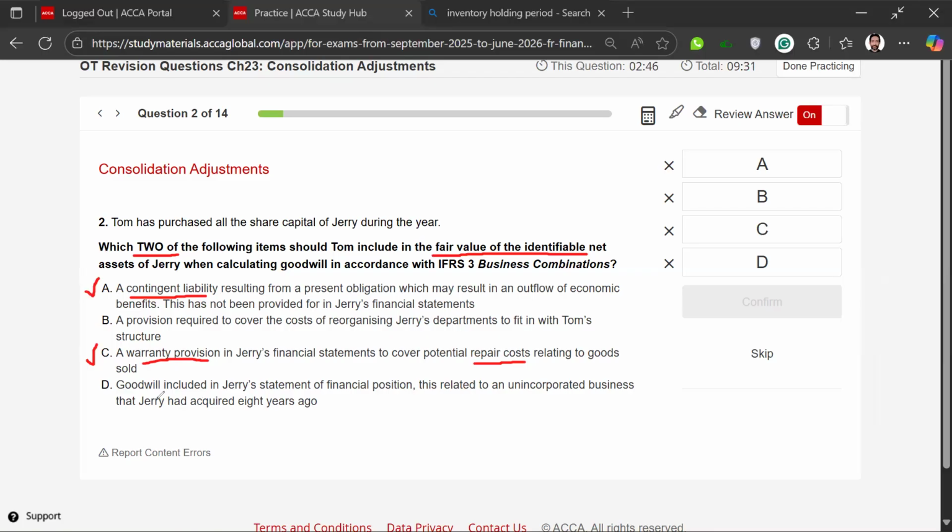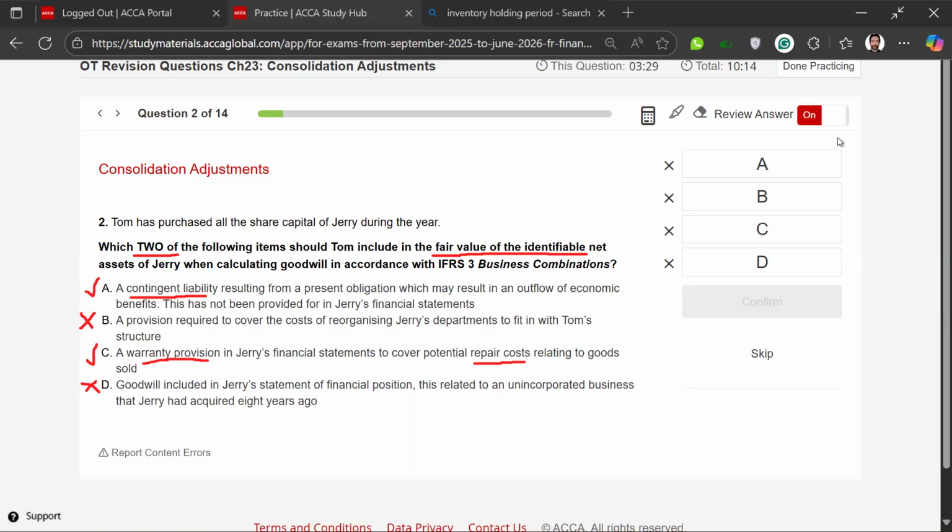The last one, goodwill included in Jerry's statement of financial position. This related to an unincorporated business that Jerry had acquired 8 years ago. So whenever you deal with such a thing, any goodwill in the subsidiary company's financial statements is ignored. Okay, so we're not going to consider this one. Any goodwill amount would not be considered as the fair value of the identifiable net asset. So we're going to ignore the second because it's a post-acquisition item, and this is a rule that we do not consider any goodwill that is in the subsidiary's net assets. So that makes it option A.